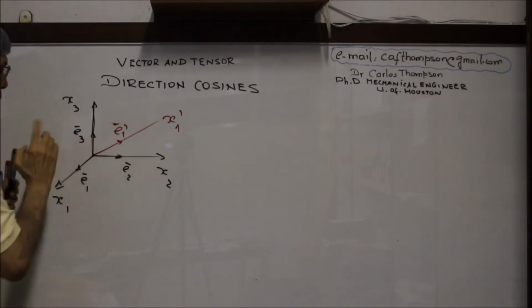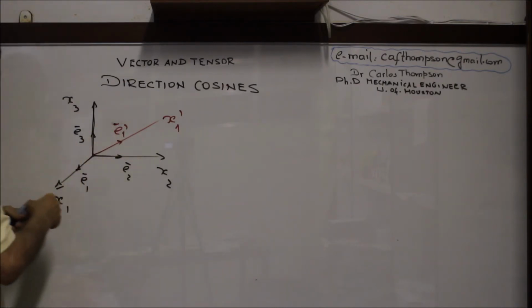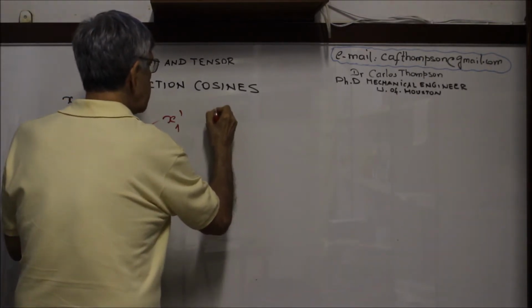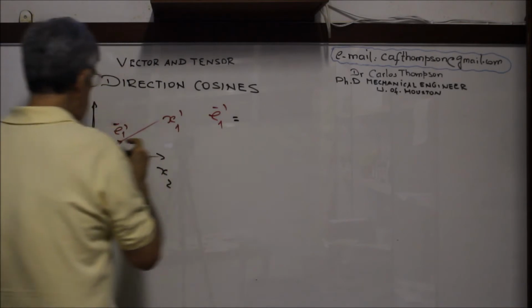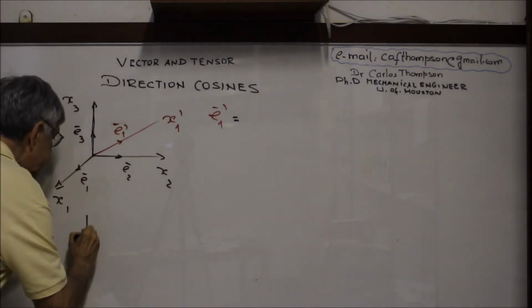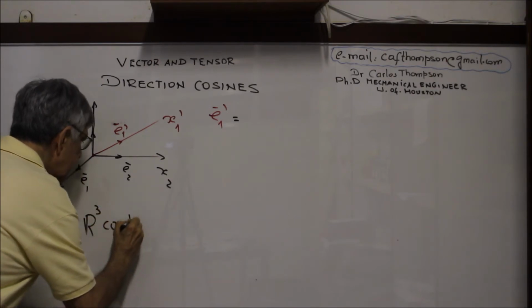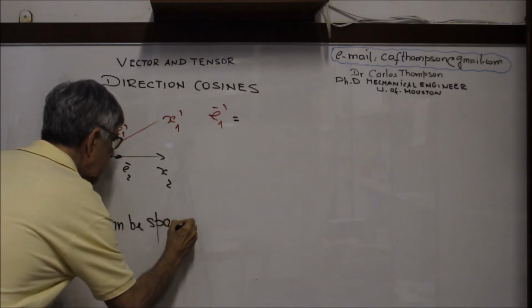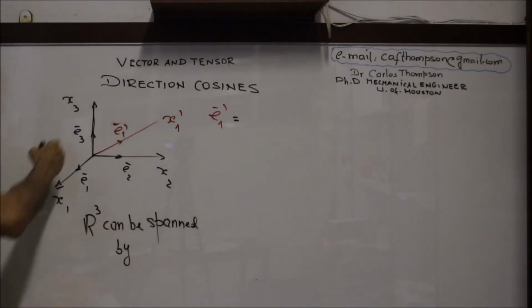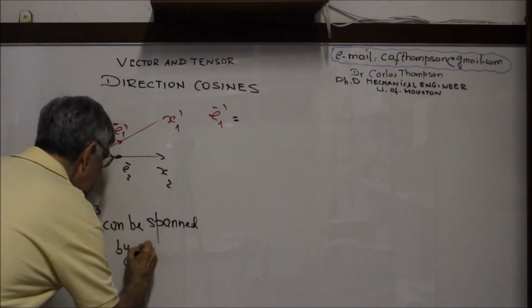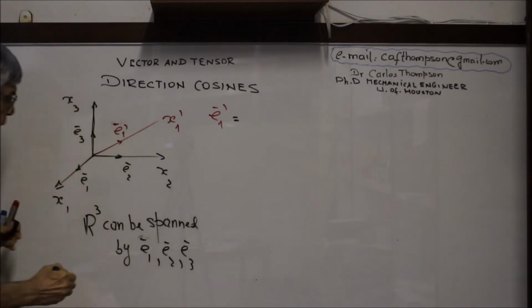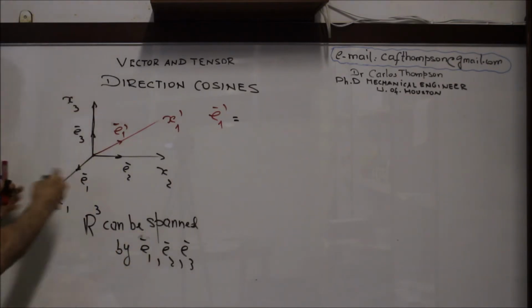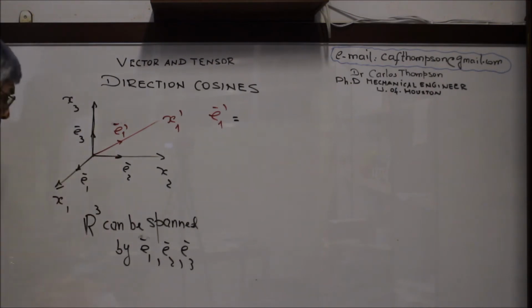Now we can express e1 prime, the unit vector e1 prime, as a linear combination. You see, look, R3 can be spanned by the triad E1, E2, E3. So any linear combination of E1, E2, E3, you get a vector that belongs to R3. So E1, E2, E3 are linearly independent.